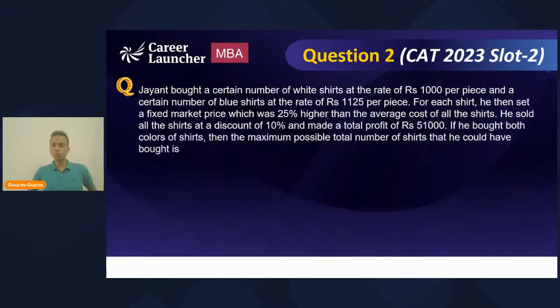Now, question number 2, slightly difficult. Again, this is from the last year paper, CAT 2023, slot number 2. The question level of difficulty is high. It's a little higher as compared to the other questions that we have seen. So please be careful while you are solving this one. Now you will get to know a lot of things from this one.